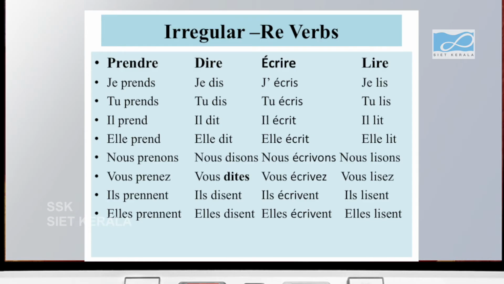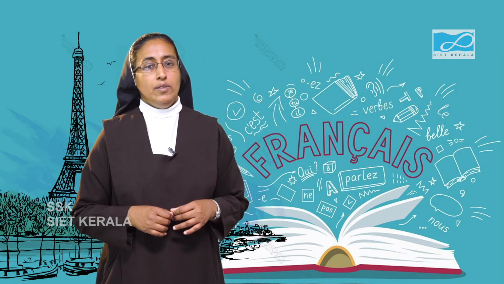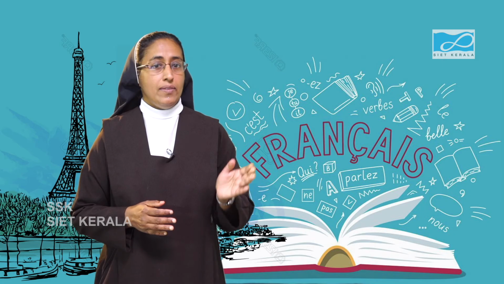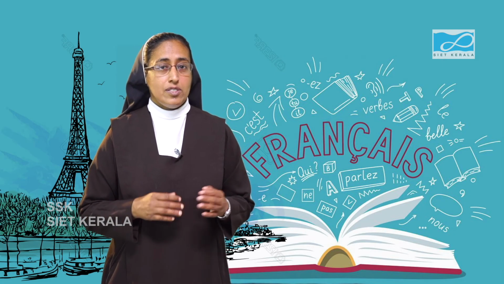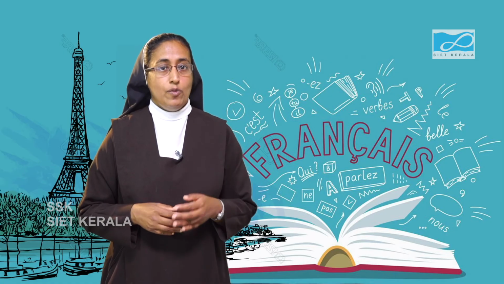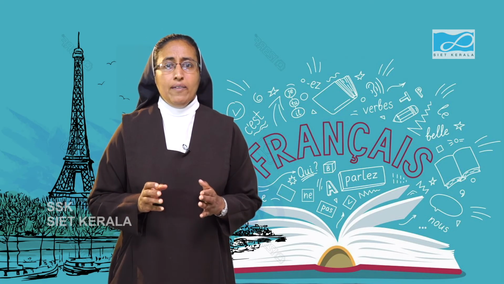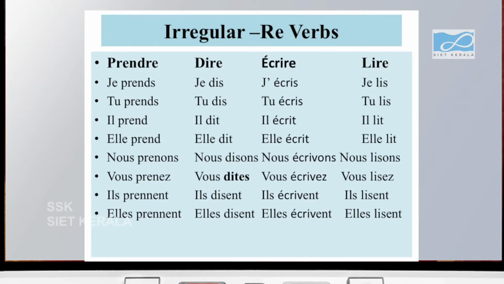We have a few similar verbs which follow prendre, like apprendre, which means to learn. You could go for comprendre, which means to understand. We have another set of verbs there, dire, écrire and lire. Let's try to understand all the three verbs at the same time. So you see the conjugation, you remove the RE and then it goes S, S, T. So je dis, tu dis, il dit, elle dit.